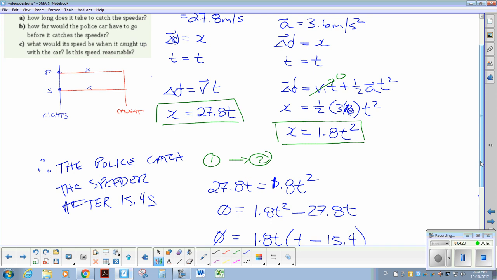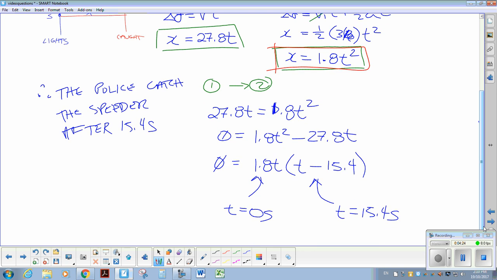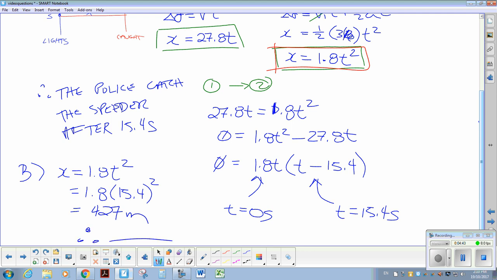B part, how far does the police car have to go? We can use this formula right here because we're just calculating x. So x equals 1.8 t squared, 1.8 times 15.4 squared, which gives me, let's call it 427 meters.